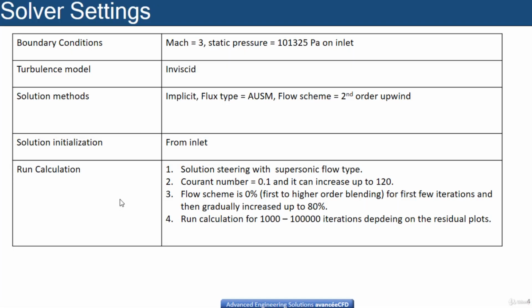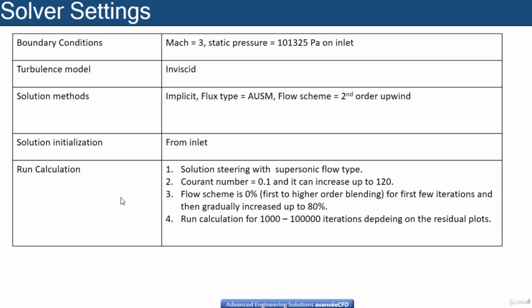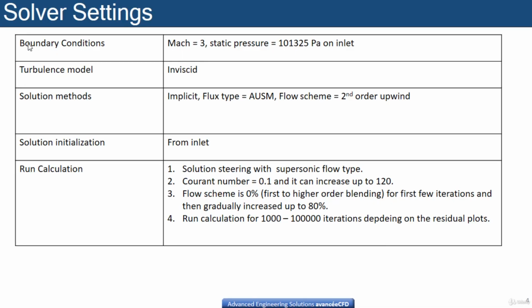So after making the mesh in ICEM CFD, we are now going to solve the case in Fluent. For this case, the boundary conditions are Mach number 3 and the pressure on the inlet is 101325. This is the atmospheric pressure at sea level. We assume the flow is inviscid, so we will be using the inviscid model.